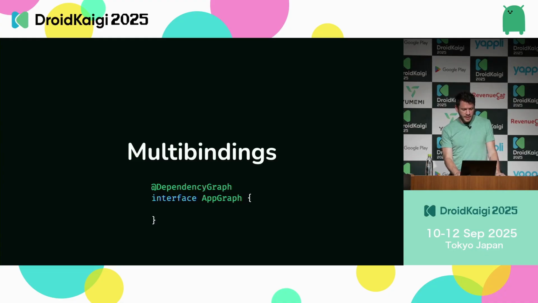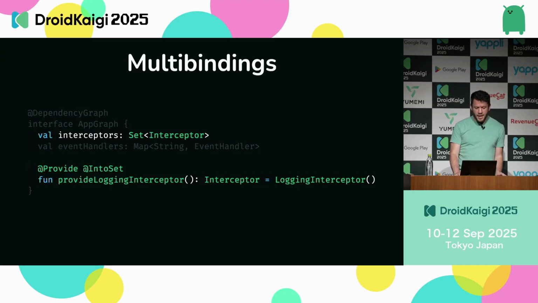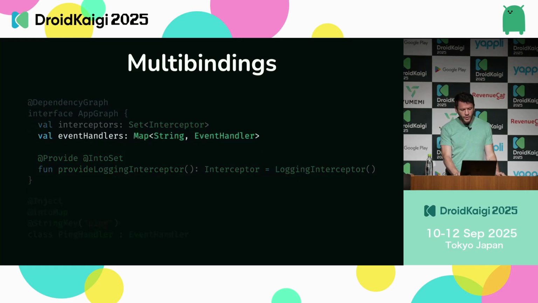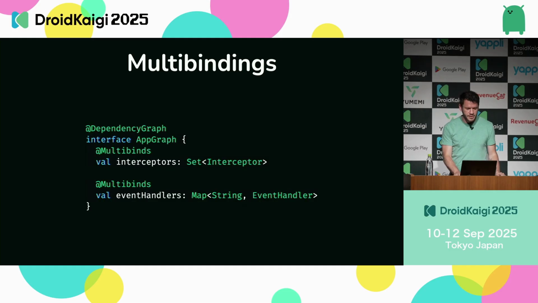The last major binding type is multibindings. Multibindings are collections of bindings that are aggregated into sets or maps. Contributing is easy. Just annotate them with @IntoSet or @IntoMap. The underlying multibinding on the graph is created automatically if any of these Into annotations are present, but you can also declare them directly with @Multibinds. The Metro compiler will implement these getters, so you can just call them directly. Unlike Dagger, Metro will error by default on empty declared multibindings, and you have to opt in to allow empty ones. Sorry, I was off by one slide there.